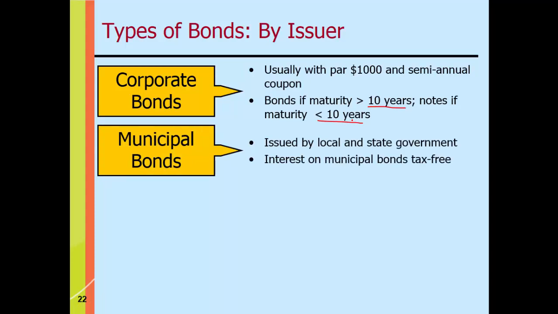Municipal bonds, also called munis, issued by local and state government. Interest on them is tax-free currently. That might change with tax reform, but I frankly doubt it. So that makes munis a little bit more attractive. And what effect do you think it has on their yield?